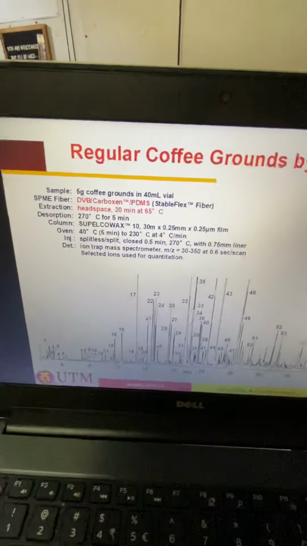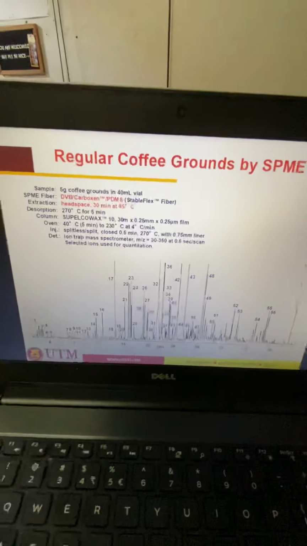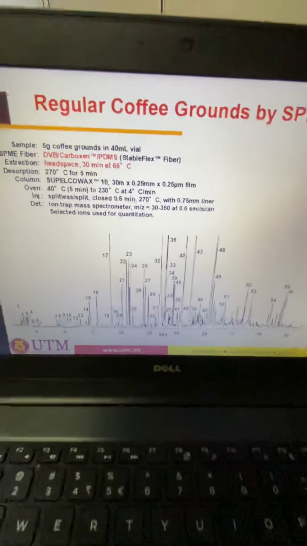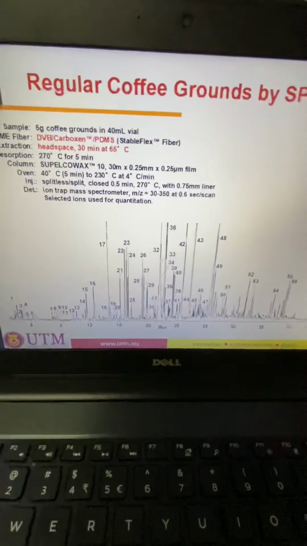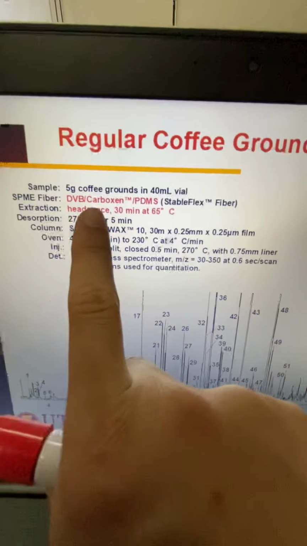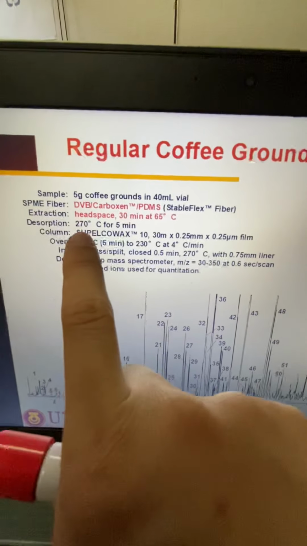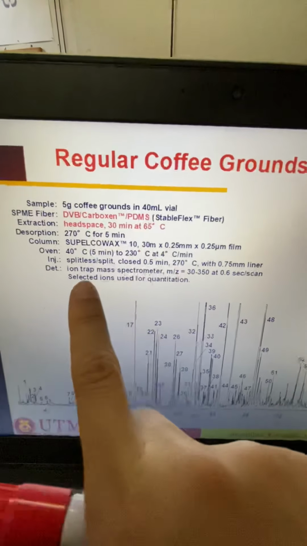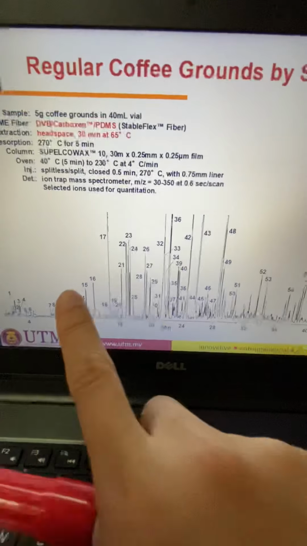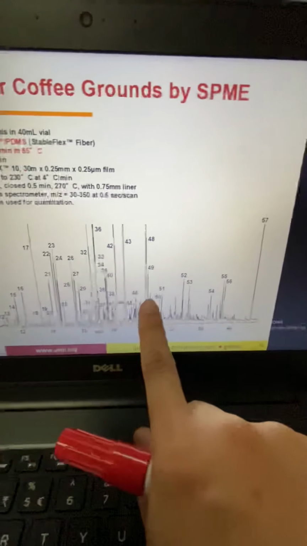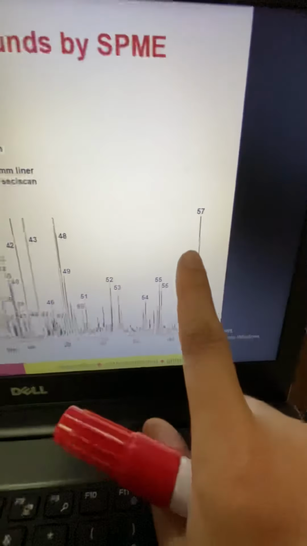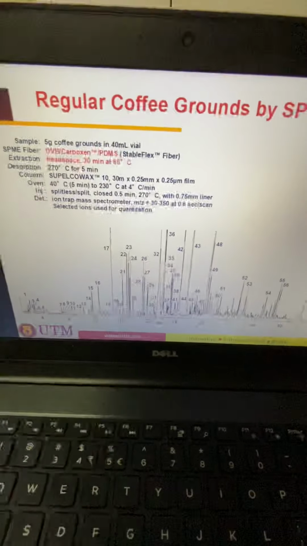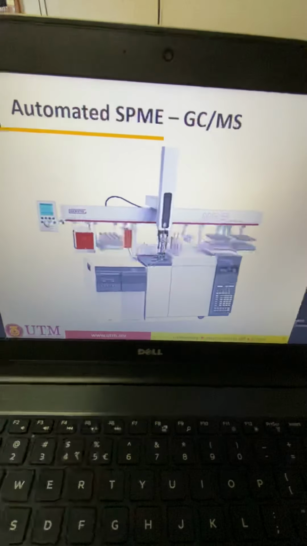So this is regular coffee grounds. Coffee, you can smell it. Of course, it's vaporizable. So over here, desorption at 270, headspace for 30 minutes at 65. And then this is actually the GC-MS. You can see how many compounds there actually are in coffee grounds, up to 57 compounds. And SPME can extract them all.